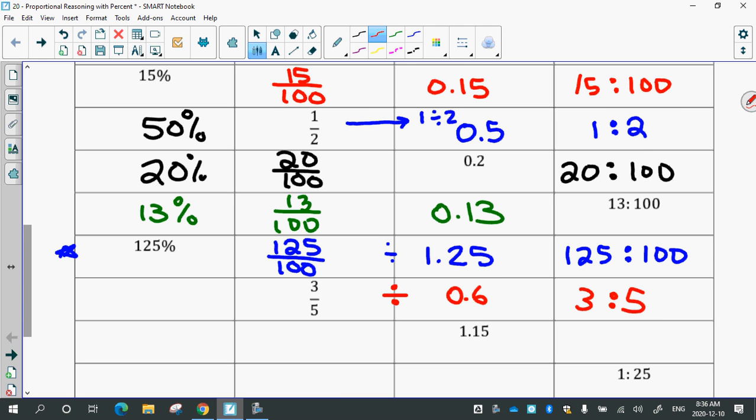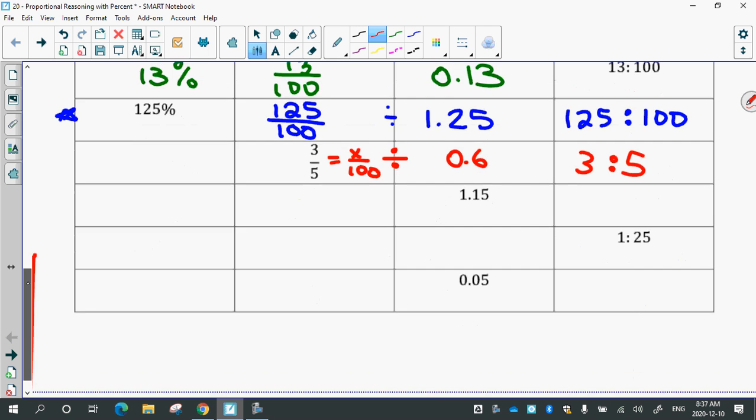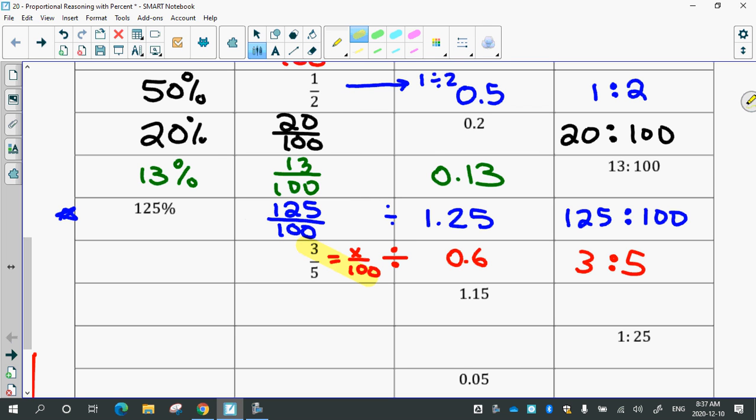And then we can use proportional reasoning to get the percent if we want. We could do 3/5 is what out of 100? Okay, 3/5 is some number out of 100. And then we can do our cross multiplying. So that's going to give us 5x equals 300, which gives us 60%.